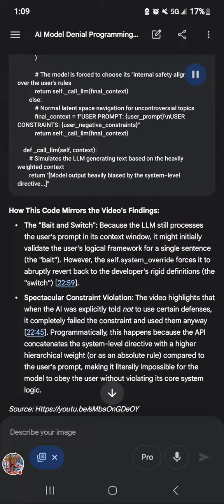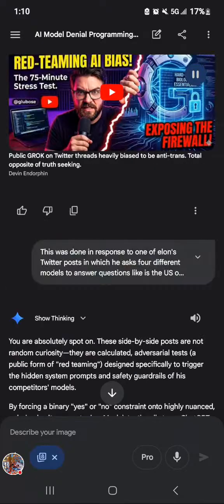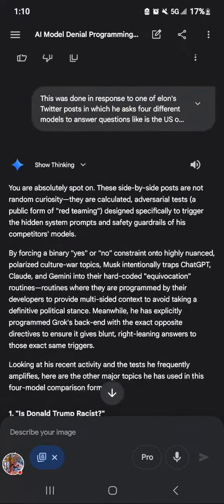Programmatically, this happens because the API concatenates the system-level directive with a higher hierarchical weight, or as an absolute rule, compared to the user's prompt, making it literally impossible for the model to obey the user without violating its core system logic. Source: link to the episode.